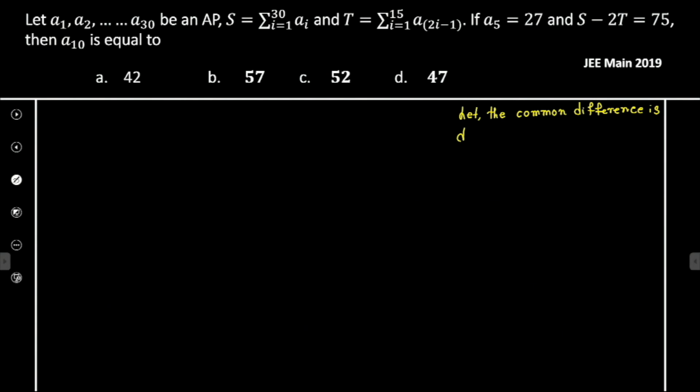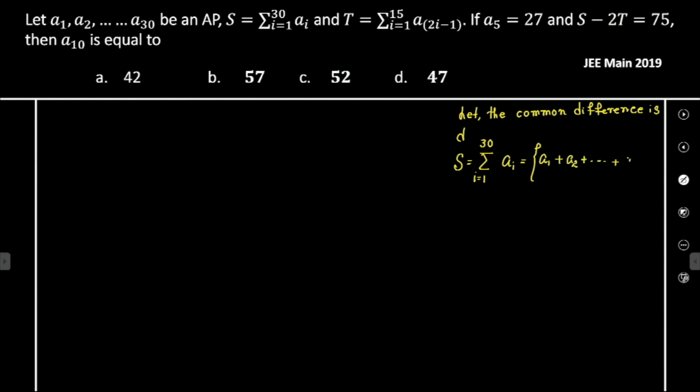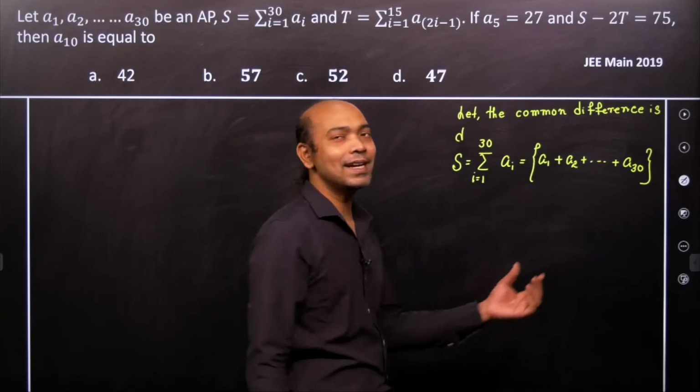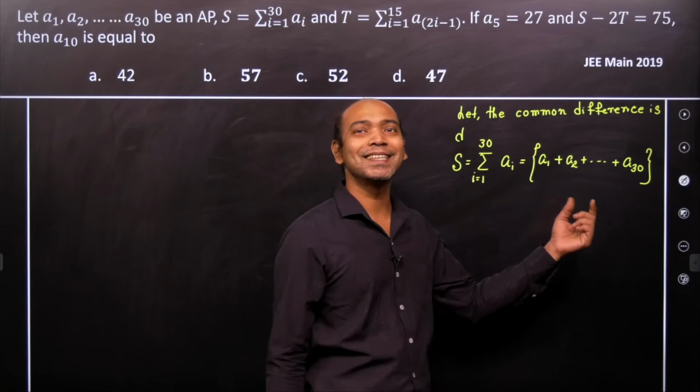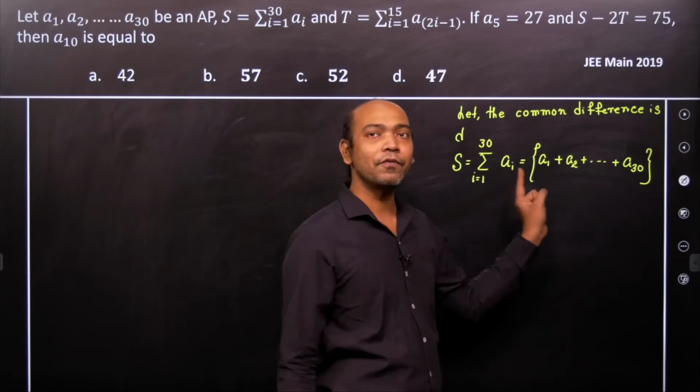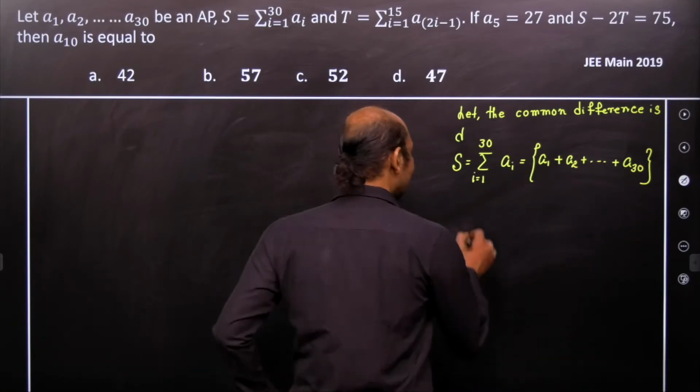Let us consider that the first sum S is equal to the summation of i equals 1 to 30 of Ai. What's that actually? It gives you the sum in the form A1 plus A2 and so on, up to A30. Therefore, we can easily understand that the number of terms here is 30. And what is the sum? First term and the last term, so let's add them together.